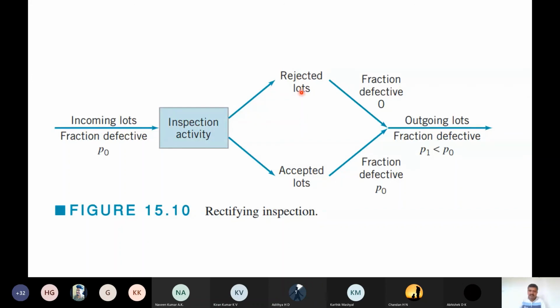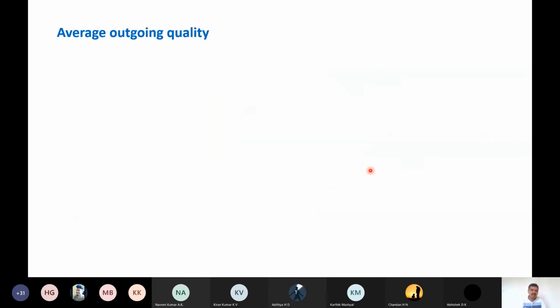Rejected lots are subjected to rework or replacement of defectives. After that, since defectives are eliminated, the fraction defective in these lots will be 0. Whereas these accepted lots will have a fraction defective of p0, these rejected lots will have fraction defective 0. Now you should consider the average of these two, which will be less than p0. That is the meaning. Next, average outgoing quality.